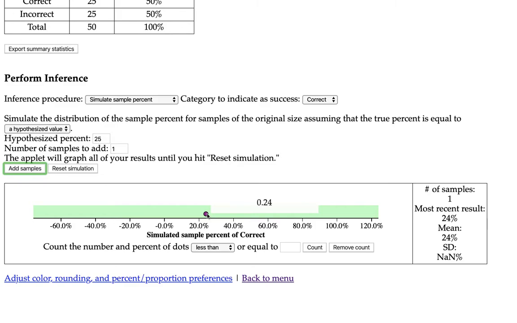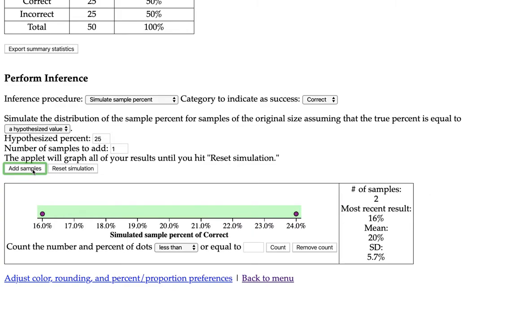So he got 24% of his 50 questions correct, which is the same as him getting 12 out of those 50 correct. So that was his first test. Now he takes another test. Okay, this time he did a little bit worse. He got a 16%. So he was a little less than what we expect at 25%. His third test, okay, he got a little better than what we expect, which was 25%. So he got a 30% this time.